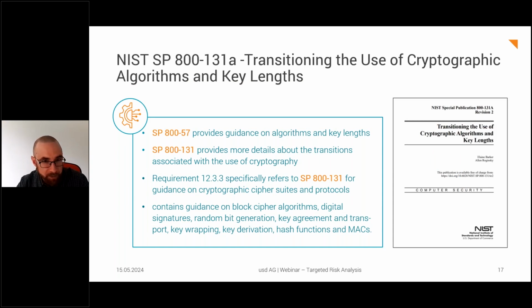One document that I want to particularly stress here is the document "Transitioning the Use of Cryptographic Algorithms and Key Lengths" by NIST. This is also one of the documents that the requirement refers to. And this is what should be used as a kind of guidance here.